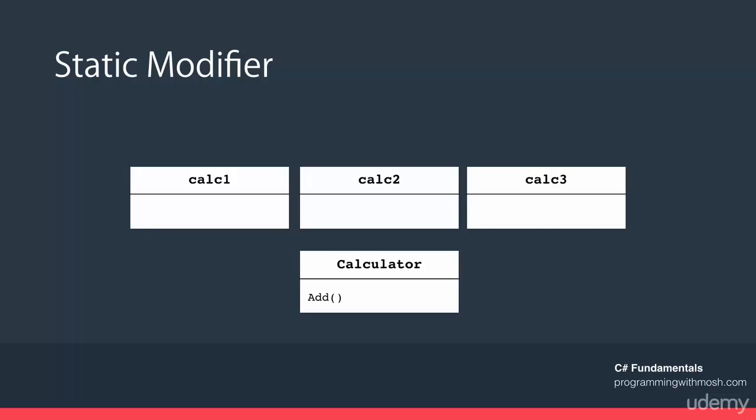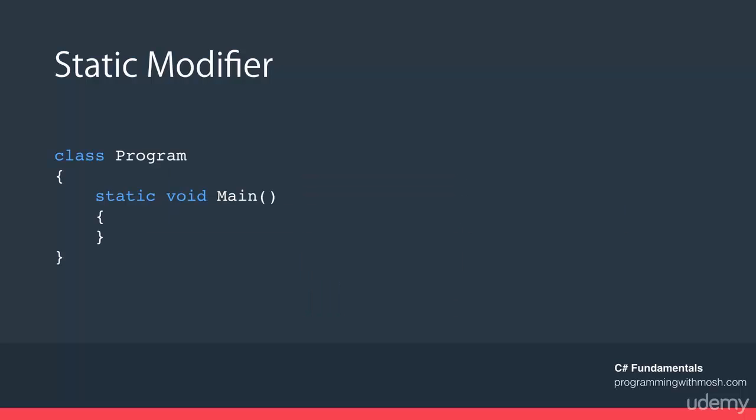But why do we need this? We use the static modifier when we want to represent a concept that only a single instance of should exist in memory. Here's an example. Remember the program class in our first C# program? So there we had a main method, and main was modified with the static keyword, which means there is only one instance of the main method in memory. There is only one entry point in each C# application.